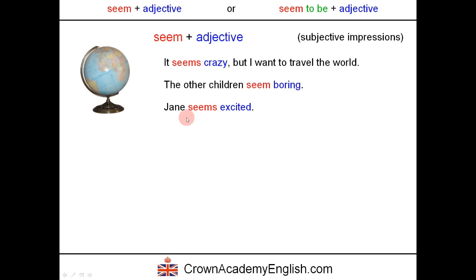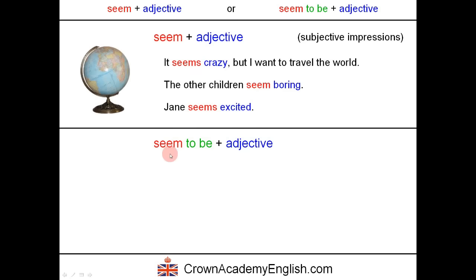And the third example: Jane seems excited. Now, we use seem to be followed by the adjective for more objective facts. So for statements which are clearer, which are more definitely true, perhaps.